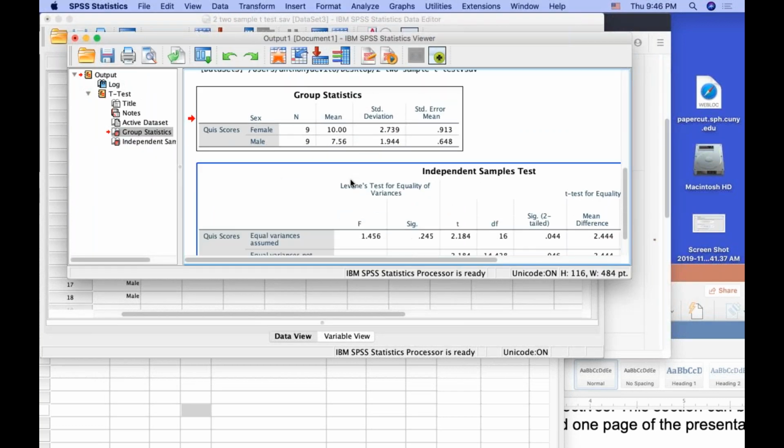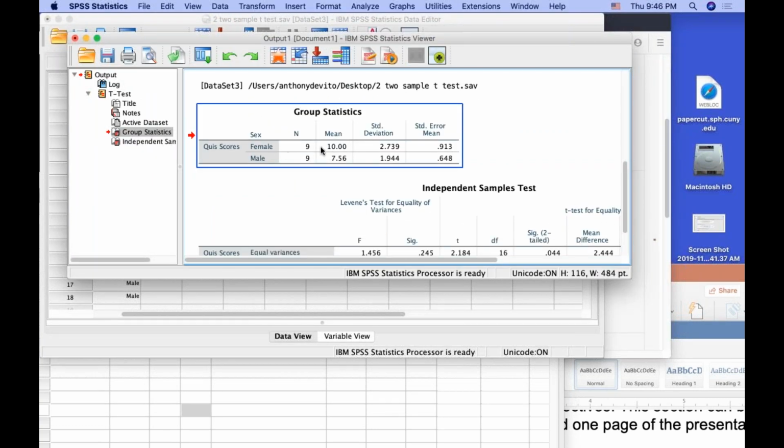And it tells me that the average score for females is 10. The average score for males is 7.56. The standard deviation for females is 2.7 and for males 1.9. Should I assume equal variances here? Remember I said, as long as one is not double the other. Is one double the other? Almost, but not quite, right? So I would assume equal variances, right? I would not say that they're different variances.